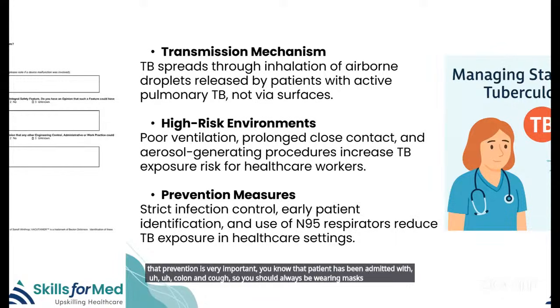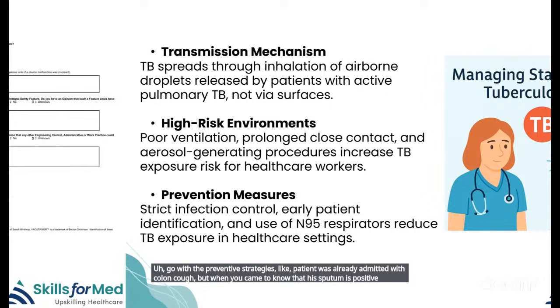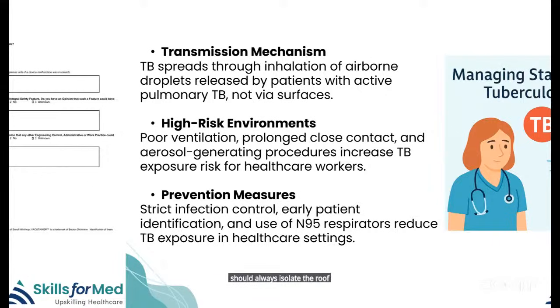After detection of TB, you should always go with the preventive strategies. The patient was already admitted with cold and cough, but when you come to know that his sputum is positive, you should wear a double mask. You should have an N95 mask. Whenever you are using an N95 mask, you should always check the fit test of the mask. You should follow isolation precautions, whether a single room or a negative pressure room is available. You should always isolate the patient in the negative pressure isolation room.